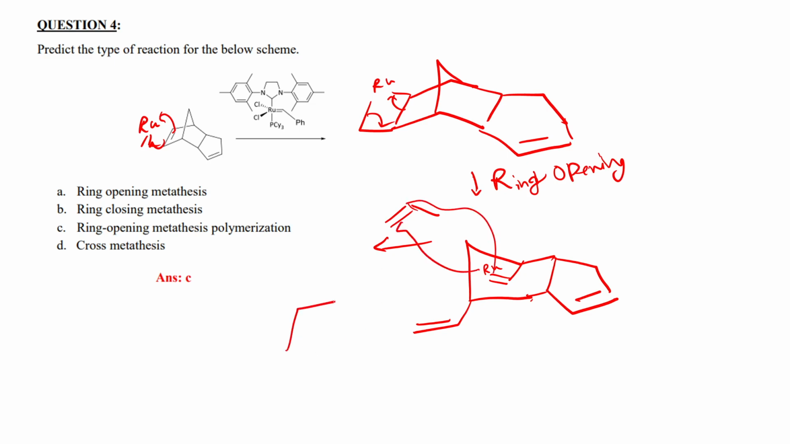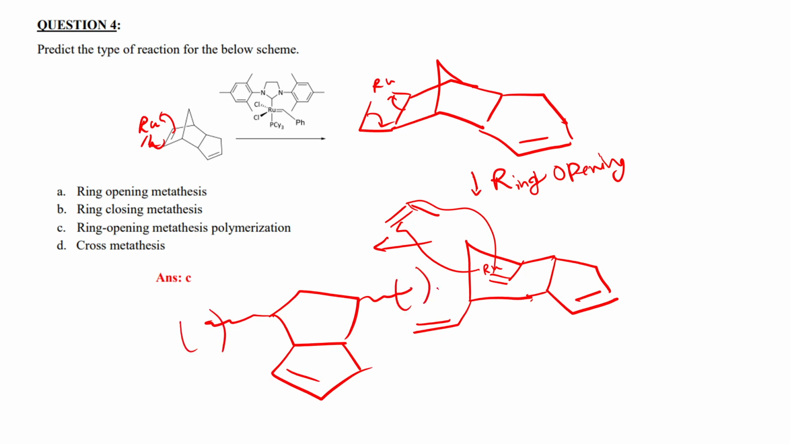In elongation we can check, and polymerization happens on this chain. So it is called ring opening metathesis followed by polymerization.